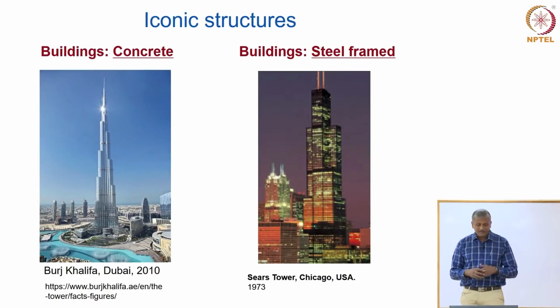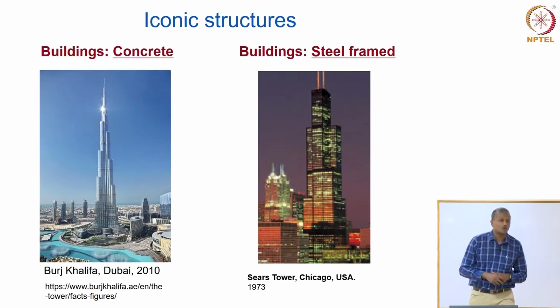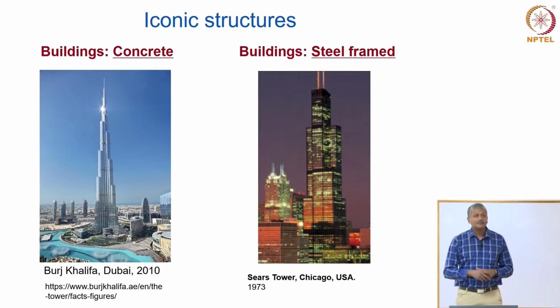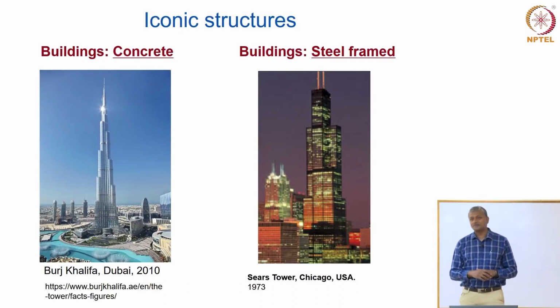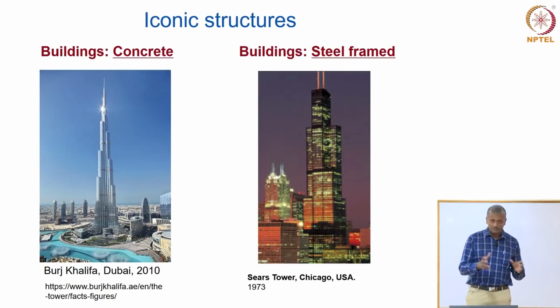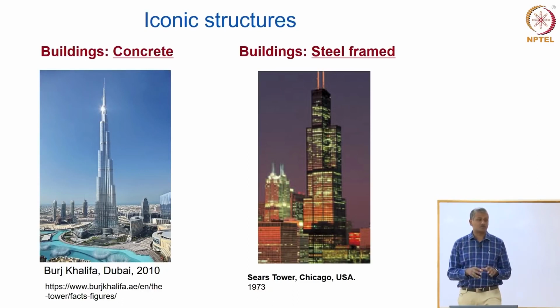Another interesting aspect about Burj Khalifa, of course, it came much after the downing of the Twin Towers in New York by Osama bin Laden, right? What happened there? Those structures were made with what material? Steel. Those were steel framed structures, right? Just like the one on the right, that is Sears Tower in Chicago, another iconic building. So World Trade Center in the US, in New York, the Twin Towers were actually steel frame structures.